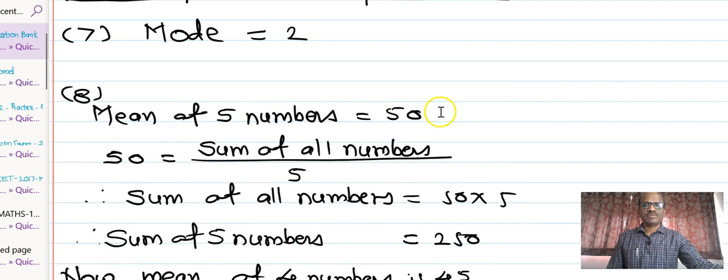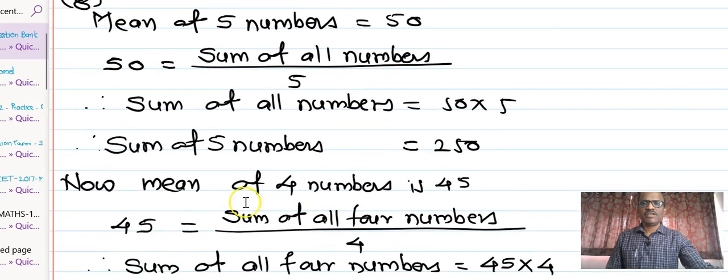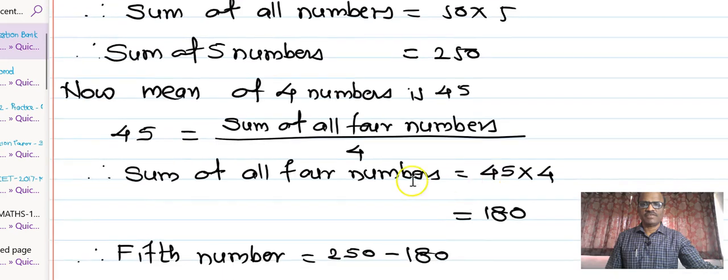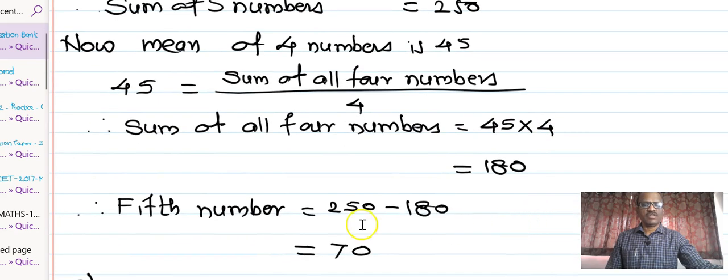The mean of the 5 numbers is 50. Therefore, 50 is equal to the sum of all the numbers upon 5. Sum of all the numbers is 50 into 5, that is, the sum of 5 numbers is 250. Now next, the mean of 4 numbers is 45. That is, 45 is equal to the sum of 4 numbers upon 4. The sum of all the 4 numbers is 45 into 4, and that is equal to 180. Therefore, the fifth number is 250 minus 180, and that is equal to 70.